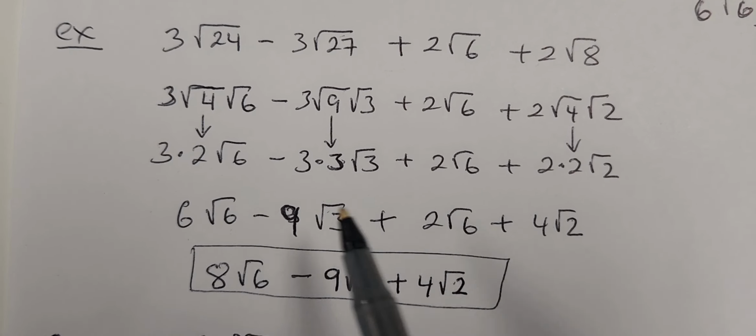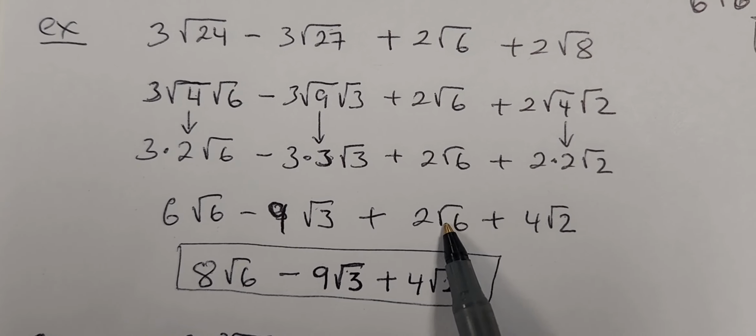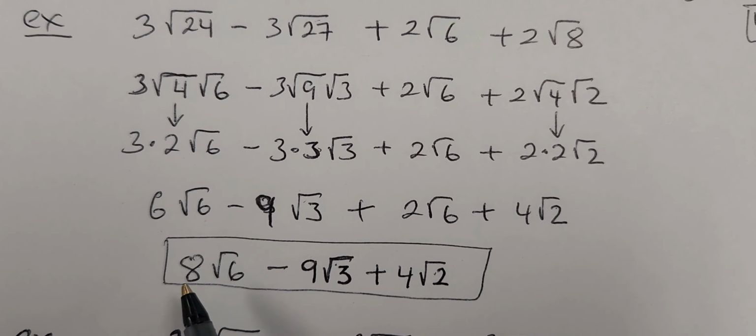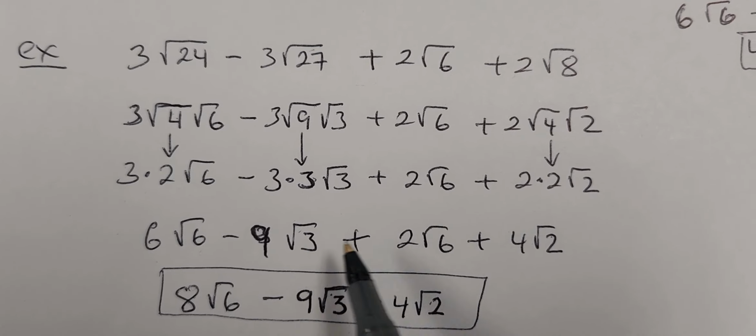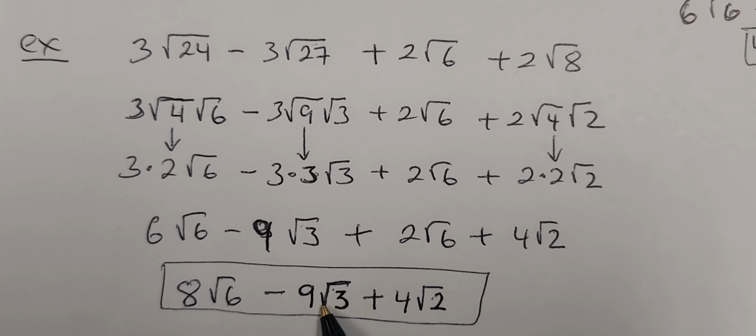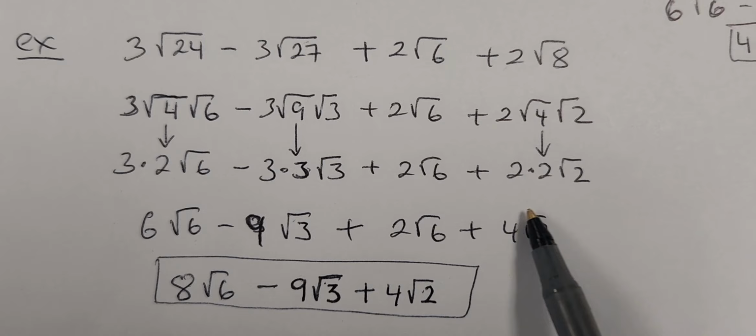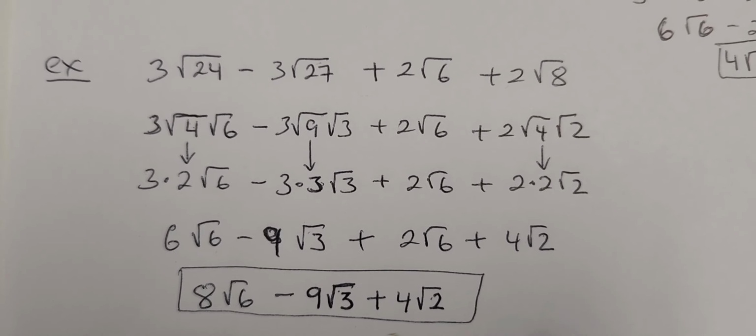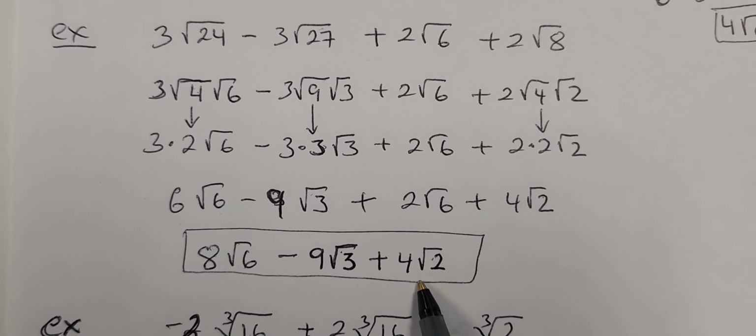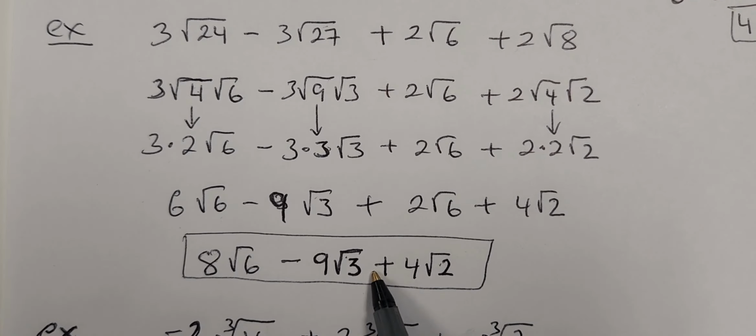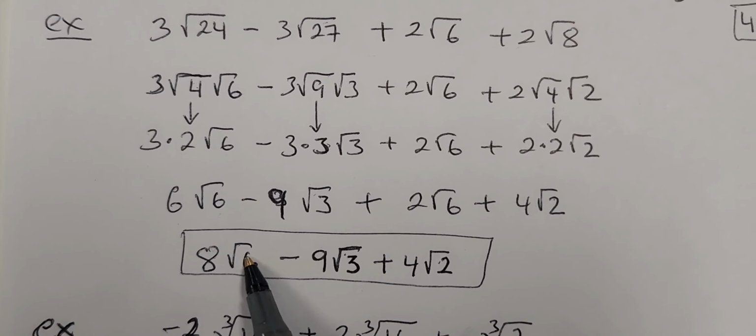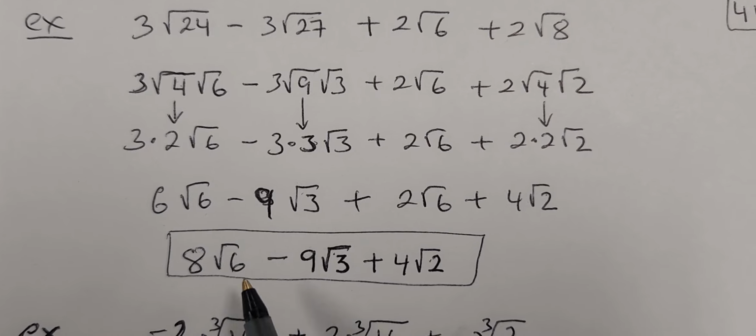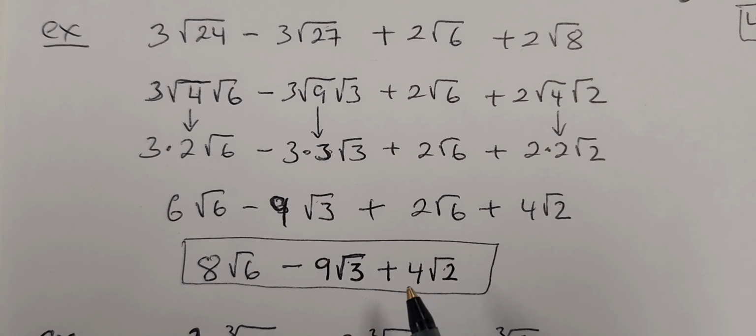So radical 6 and radical 6, they are the same term. So 6 plus 2 gives me 8 radical 6. Here's a radical 3, but there's no other radical 3, so leave it alone. Here's a radical 2, there's no other radical 2, so leave this radical 2 alone. Finally, you can't do anything about this because it is already solved. You cannot add or subtract because the radicals are not the same. So this is done.